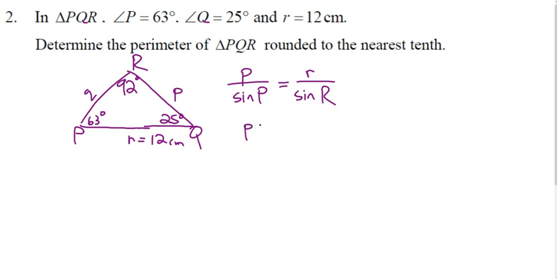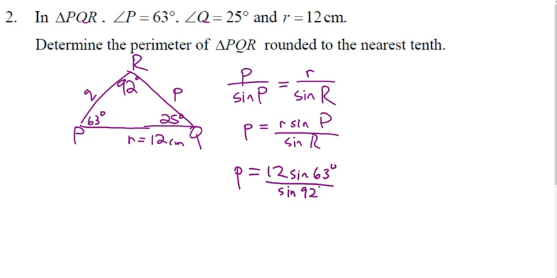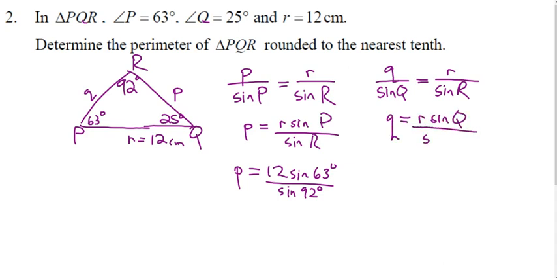So little p is r sine P over sine R. Now we fill in the numbers. 12 sine 63 degrees over sine 92. And same thing here.